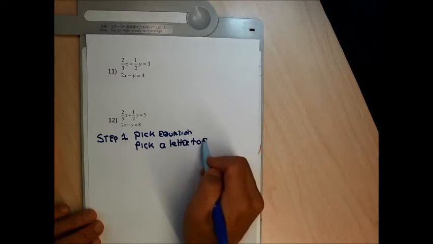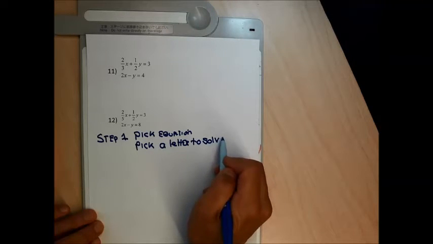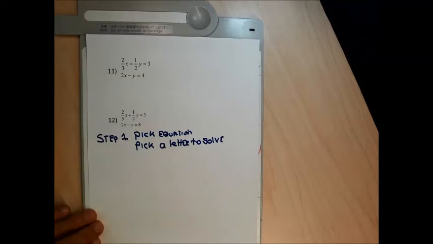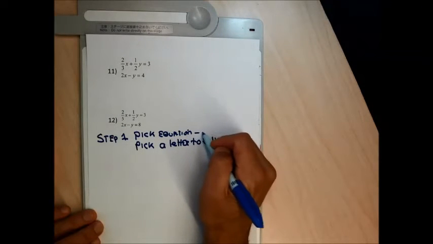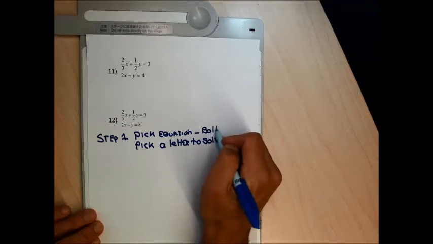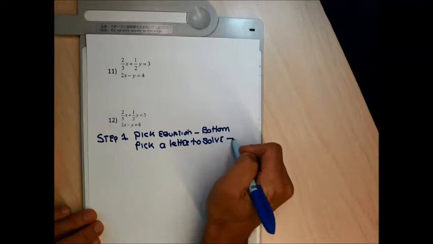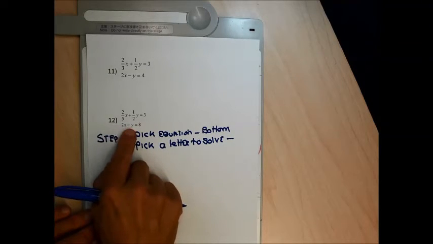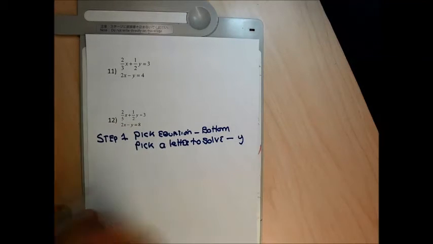I'd like to find letters that don't have numbers in front of them. In the top equations, I'm not going to pick any letter that has a fraction in front of it. I won't pick the top equation. I'm going to pick the bottom equation because at least there's not fractions. I need to pick a letter to solve for. The x has a 2 in front of it. The y has a 1 in front of it. I'm going to solve for the y because it's easier. That's what you should do for number 11.